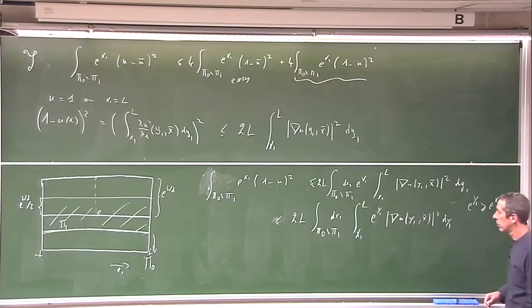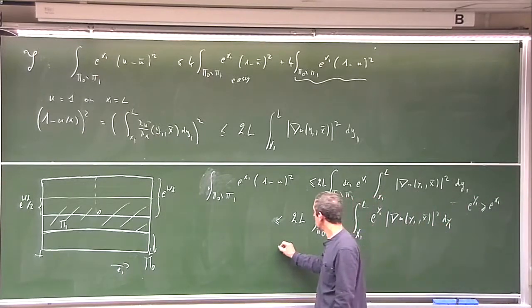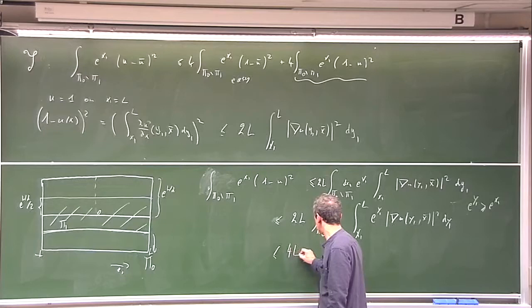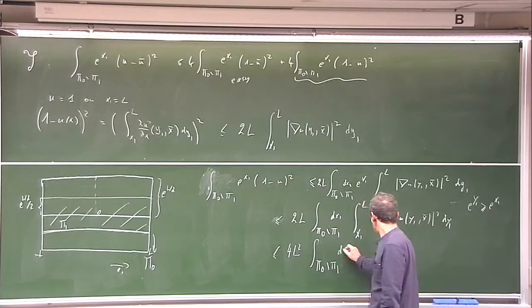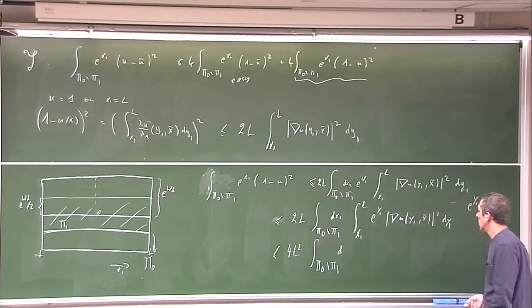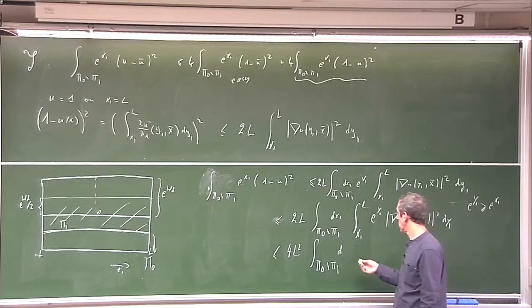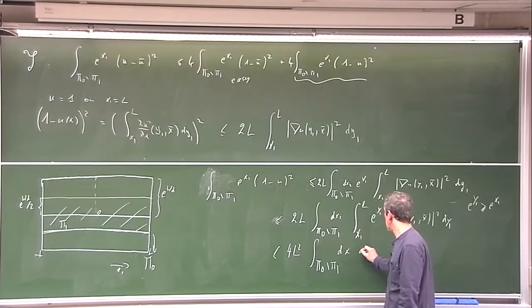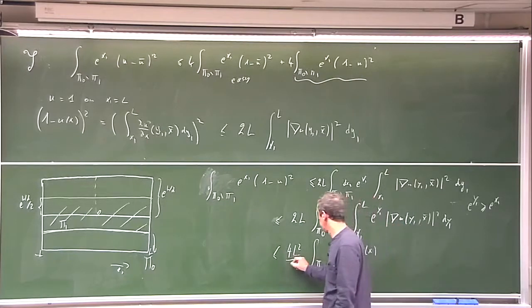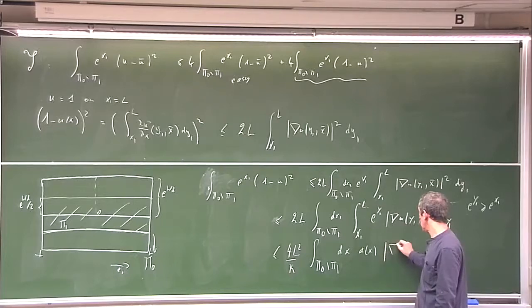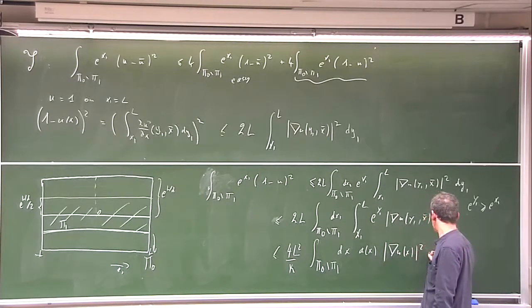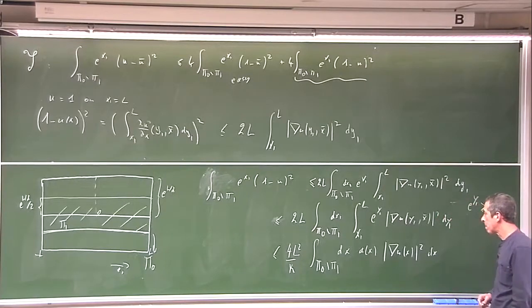And then we can exchange the order of the two integrals. That will add some L, I think 2L. So maybe we have 4L squared, and then we get the integral over pi 0 minus pi 1 d well, actually, it's dx. Then I can put A of x if I want. Then I have to divide by kappa times gradient of u at point x squared dx. Yeah, that looks okay.